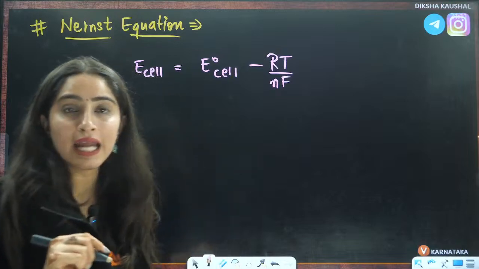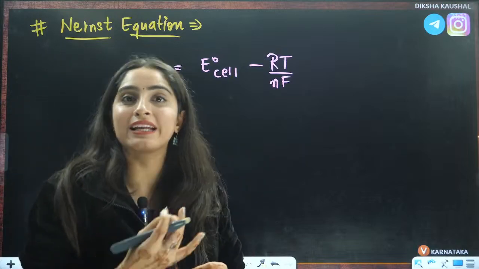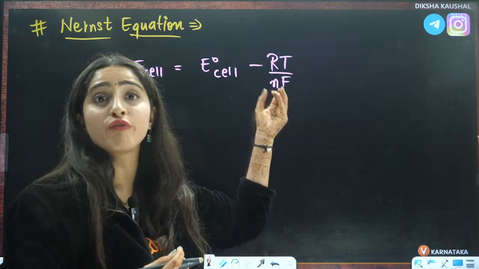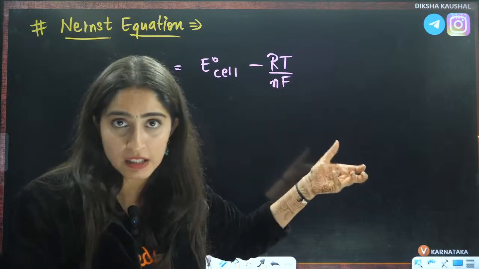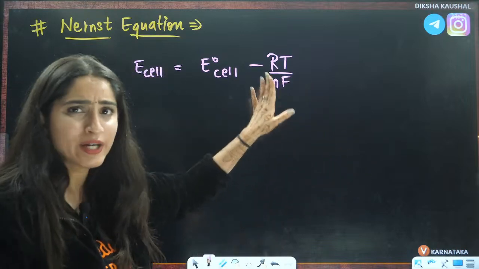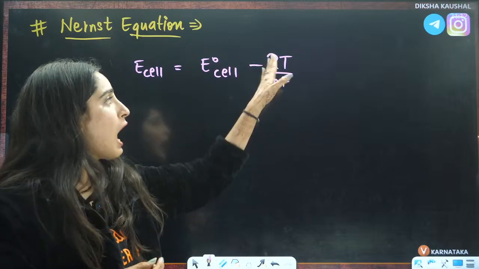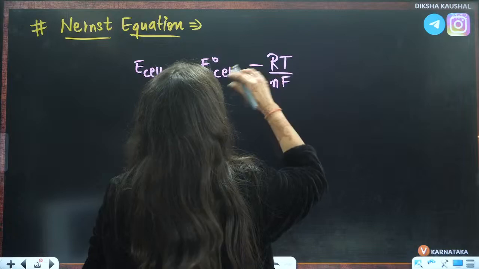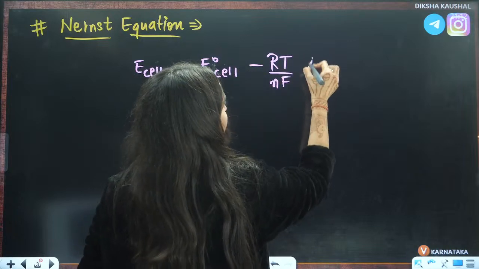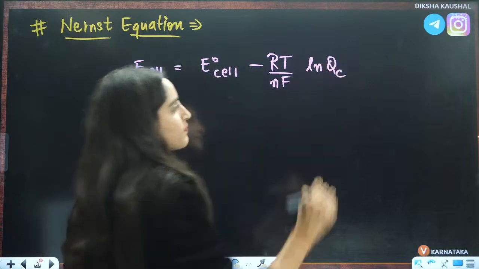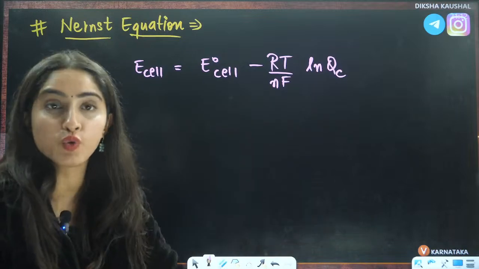What is N here? N is the number of electrons gained and lost. Or you can say this is called valency factor or N factor, right? N factor, I will tell you in detail, and I will tell you how to calculate N also, and how to write this thing also. E naught cell minus RT by NF ln of QC, right? Ln, natural log of QC.